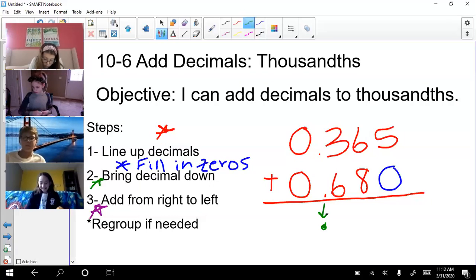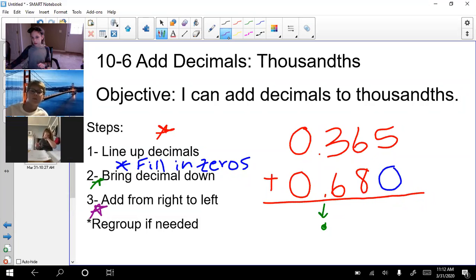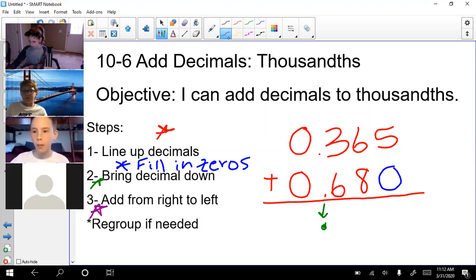So I'm going to do this in purple. And which spot, Molly, am I going to start in? Will you unmute yourself? The tenths. The tenths, but which spot? What do we go from right to left? So which one is furthest to the right? Thousands. Good. So what two numbers am I going to add first? 5 and 0. Good. Snaps for Molly.